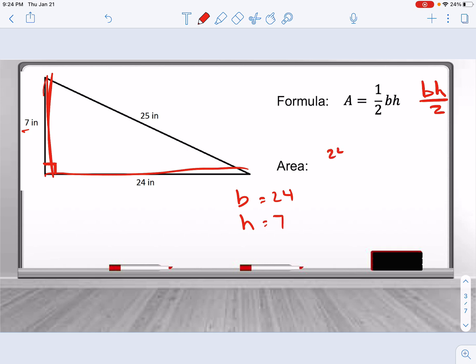So we have to do 24 times 7, divide that by 2. So 24 times 7, we get 168. And then 168 divided by 2 is 84. So our area is 84 square inches.